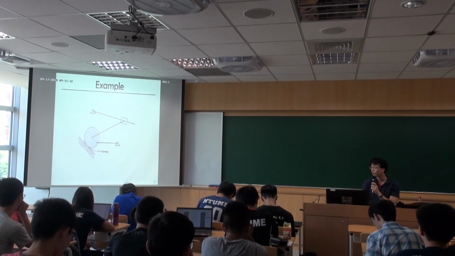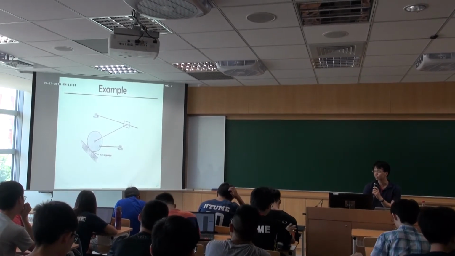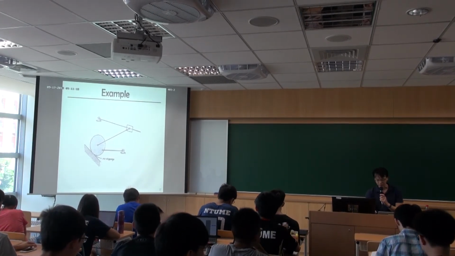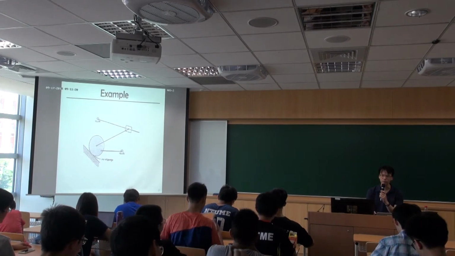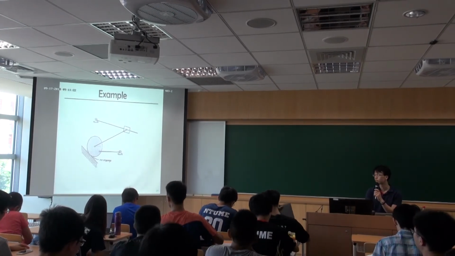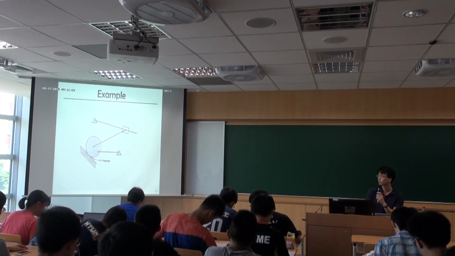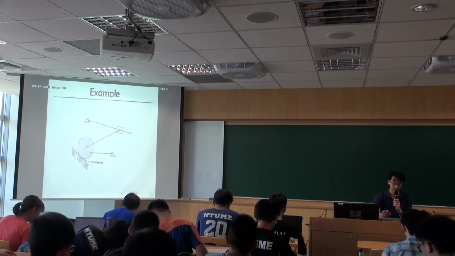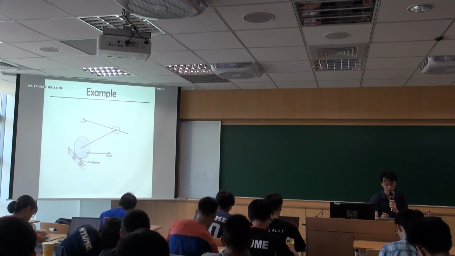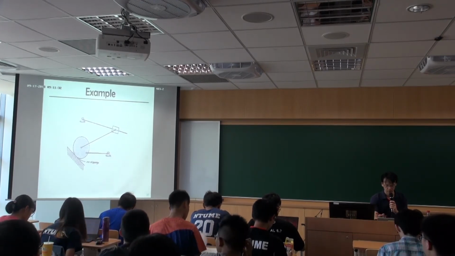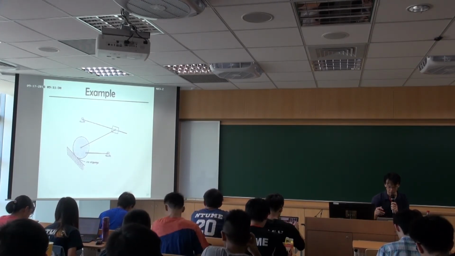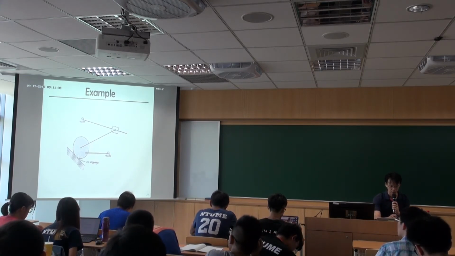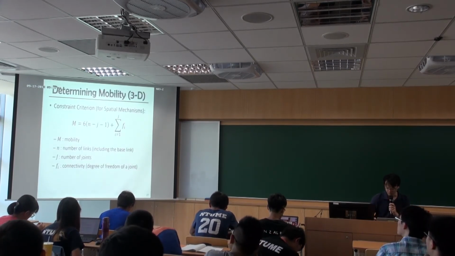So last week in the video, we showed you a few examples of a 2D mechanism, and we tried to use the equation to define the mobility of certain mechanisms. Let's take a quick review of the last example I showed you last time. If you still remember, we use the equation to determine the mobility.